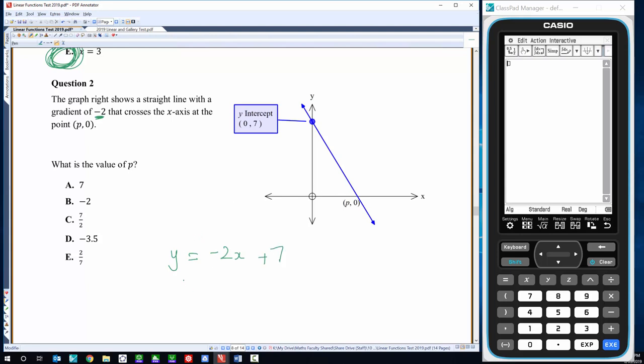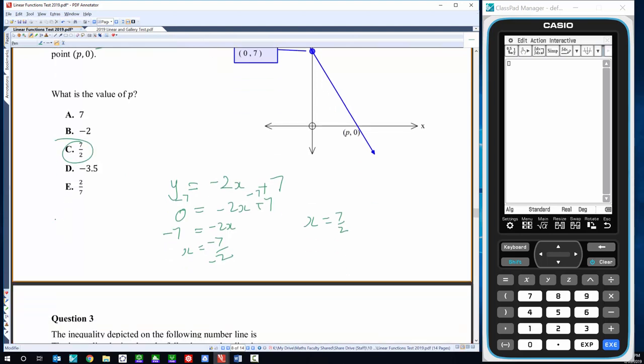So this is the x-intercept, which occurs when y is equal to 0. So 0 = -2x + 7. I'm going to subtract 7 from both sides. -7 = -2x, so x equals -7 over -2, x equals 7 on 2. When I divide a negative by a negative, I get a positive. So there's my answer.